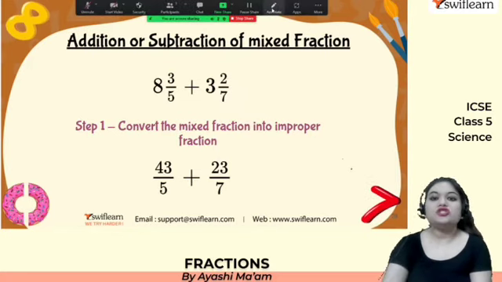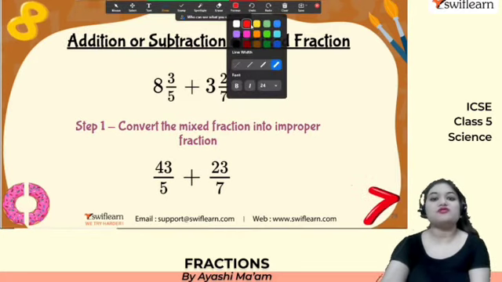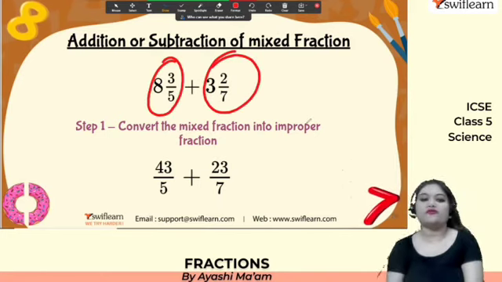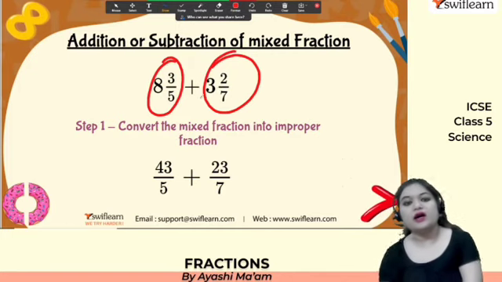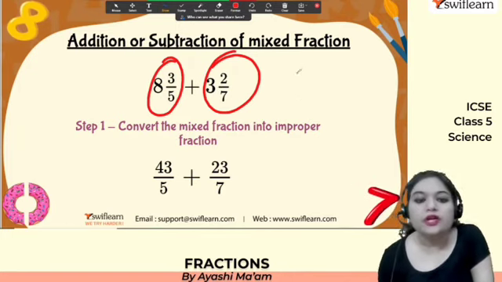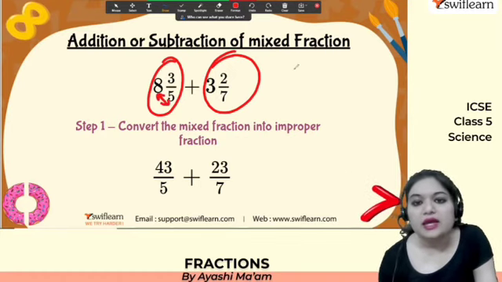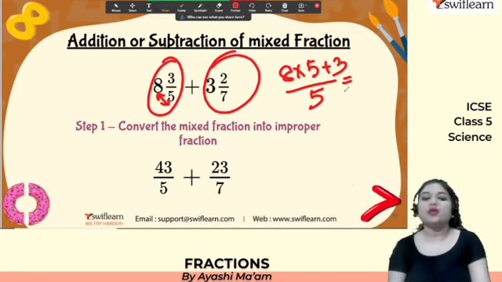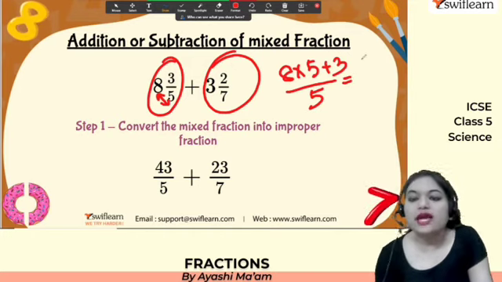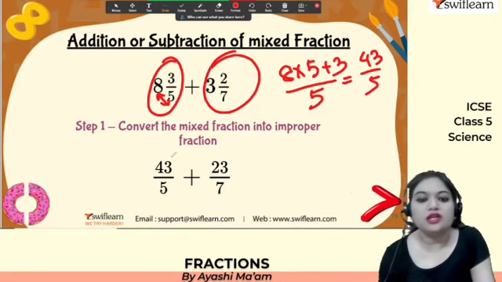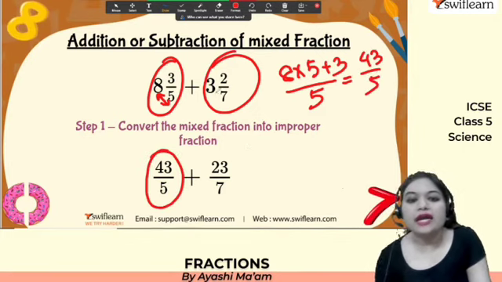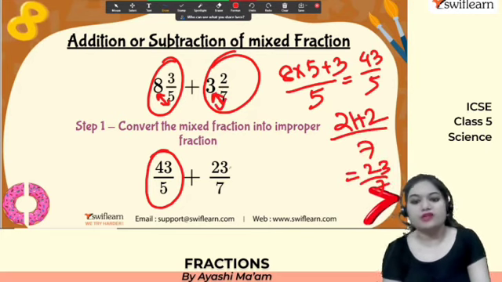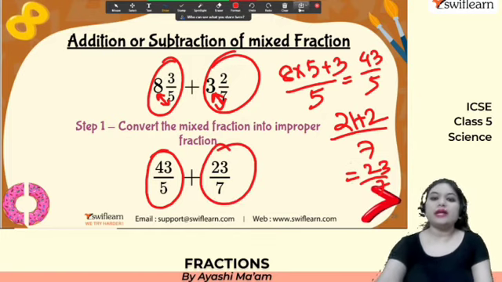Okay. Now addition or subtraction of mixed fractions. So when you have a mixed fraction, what will you do? Simply convert the mixed fraction into an improper fraction. So how can you convert 8 whole 3 by 5? By simply doing 8 into 5 plus 3 by 5. That's how you can convert the mixed fraction into an improper fraction, covered in part 1. So you will get 40 plus 3, 43 by 5. 43 by 5 is the first one. For the second one, 3 into 7, that is 21. 21 plus 2 by 7, that means 23 by 7. So the second one will be 23 by 7. Okay.